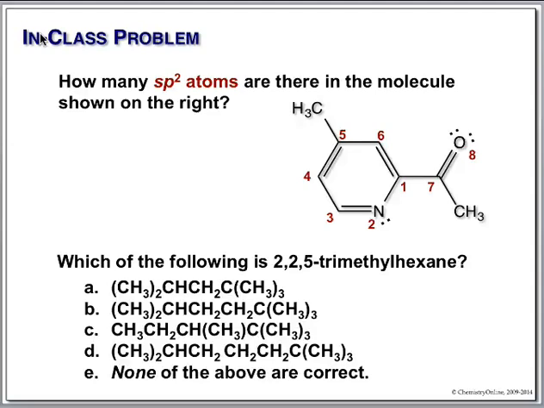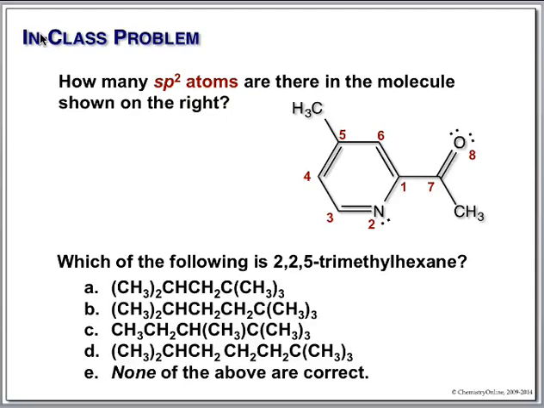Two carbons, three carbons, 1, 2, 3, 4, 5, 6, 7. It's a heptane. So we only have one hexane in the group, don't we? So it's either this one or none of them. Don't you hate the none of the above?